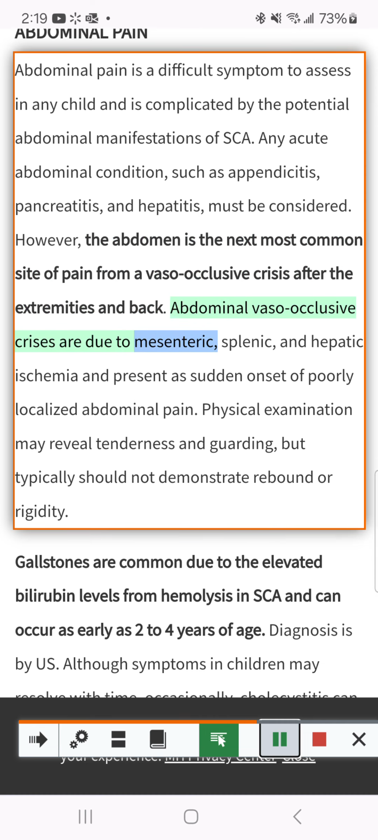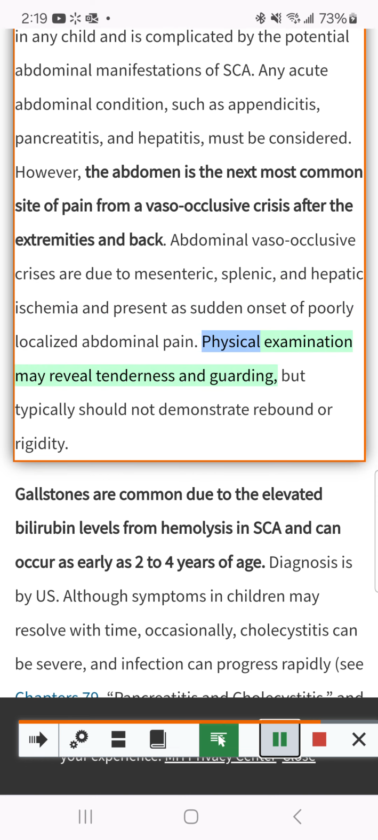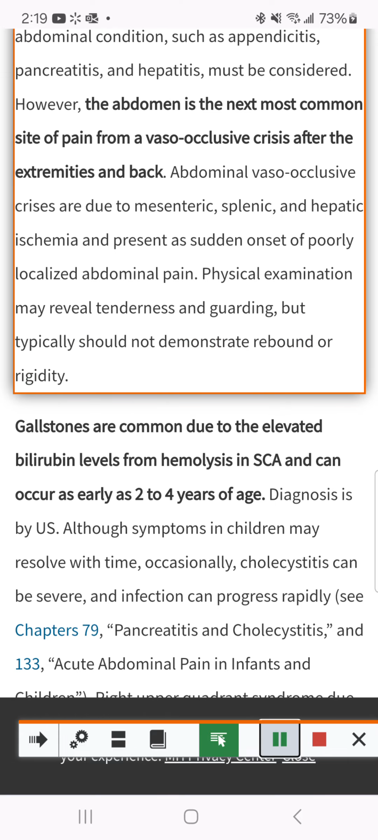Abdominal vaso-occlusive crises are due to mesenteric, splenic, and hepatic ischemia and present as sudden onset of clearly localized abdominal pain. Physical examination may reveal tenderness and guarding, but typically should not demonstrate rebound or rigidity.